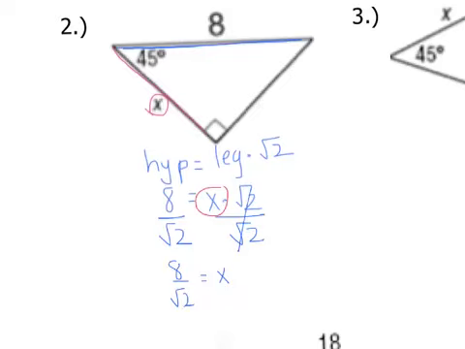Here's where your warm-up comes into play. We do not want to leave a radical in the denominator. So we need to rationalize that denominator. So thinking back to the warm-up, how did we get that radical out of the denominator? Jackson, you did one of these. What did we do? Times it by itself. Okay, multiply top and bottom by that denominator, in this case, radical 2.